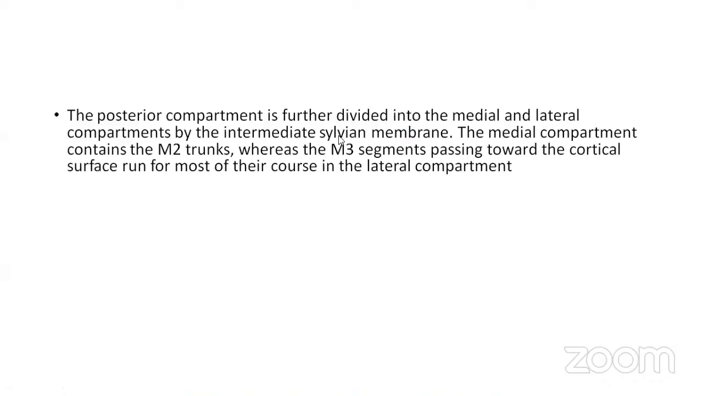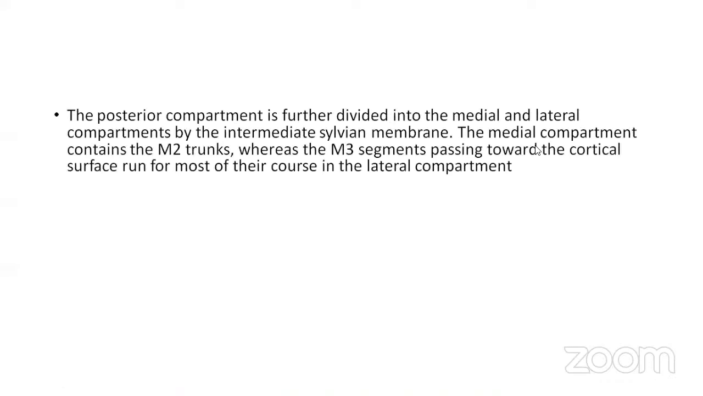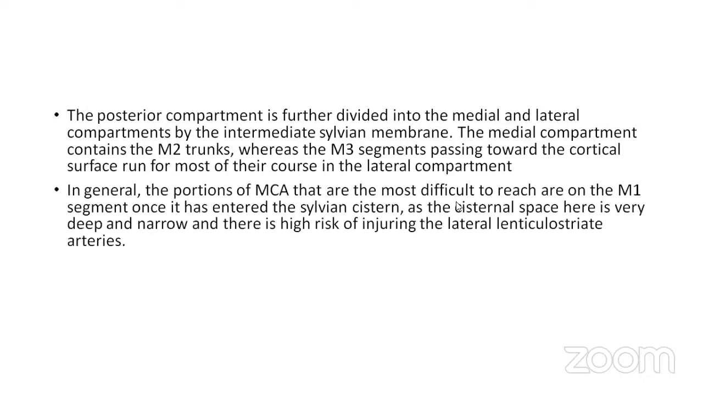The posterior compartment is further divided into medial and lateral compartments by this intermediate Sylvian membrane. This is the intermediate Sylvian membrane, and this is the posterior compartment, which is again divided into two further compartments. The medial compartment contains the M2 trunks, whereas the M3 segments passing towards the cortical surface run for most of their course in the lateral compartment.